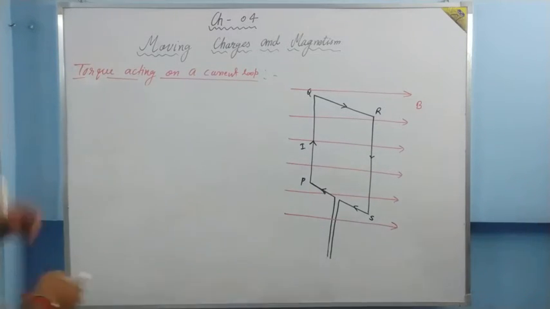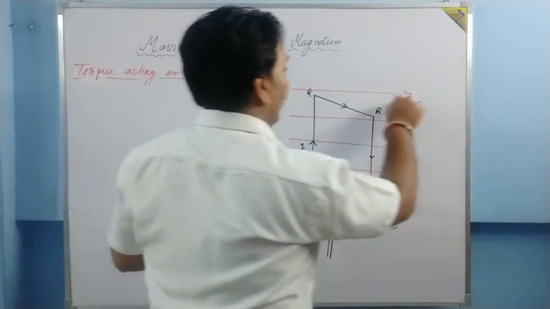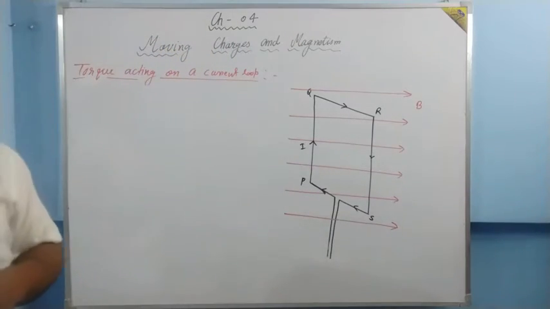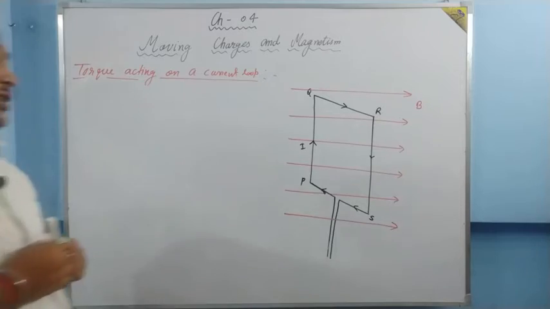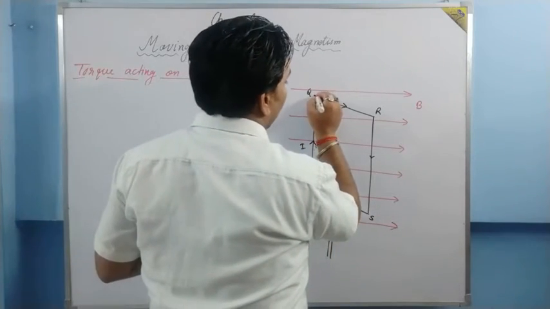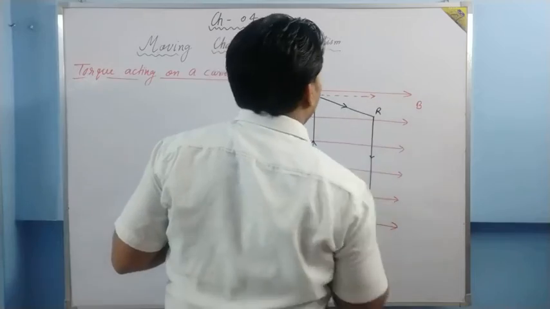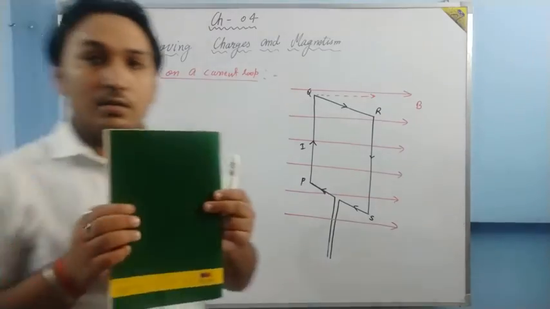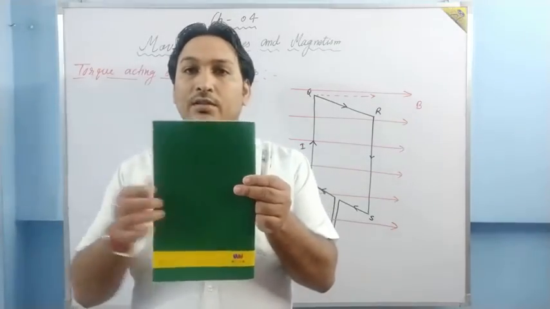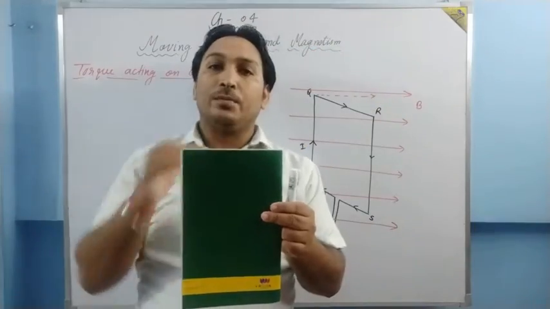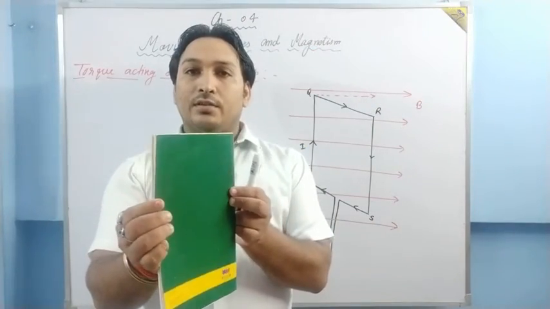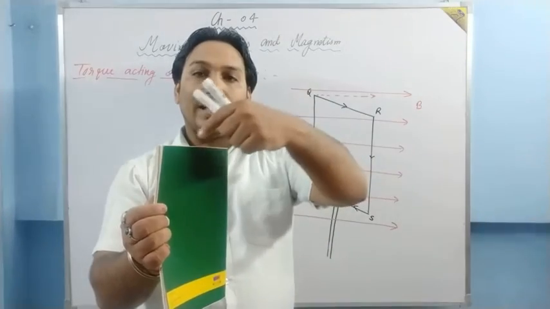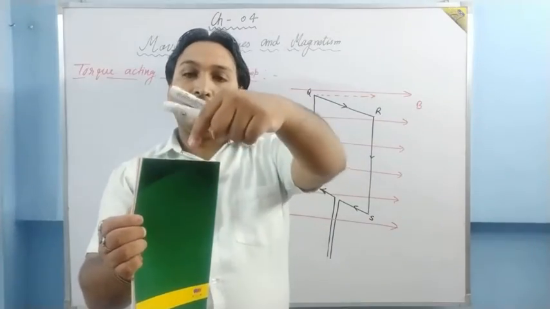Here, between the direction of magnetic field and the direction of current, there is an angle. Suppose this is the coil. Earlier it was kept like this. Imagine that the magnetic field is from here to here. Now this coil is rotated like this. Magnetic field is still in this direction, and current is going from this direction, so there is an angle.